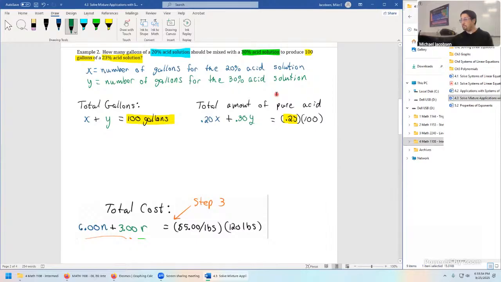Well, our equations are set up. All we need to do is maybe multiply this through and start solving them. Any questions first with what we have so far?